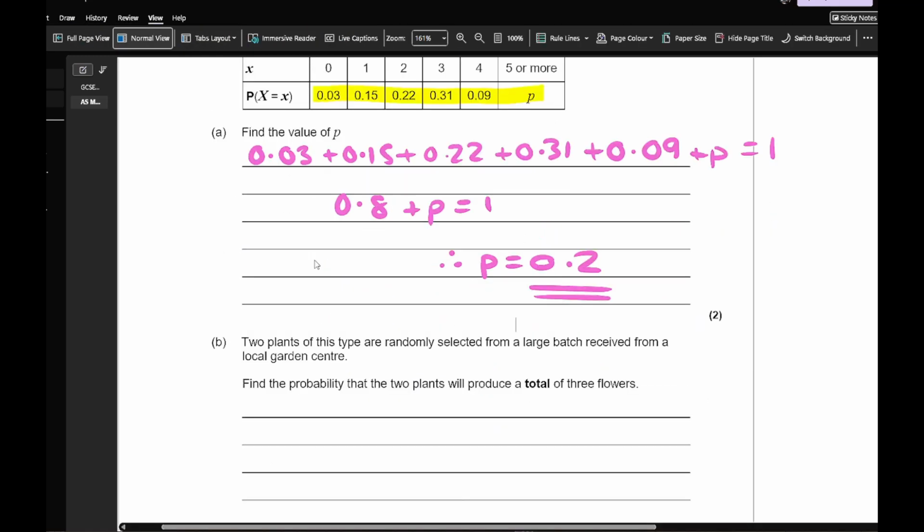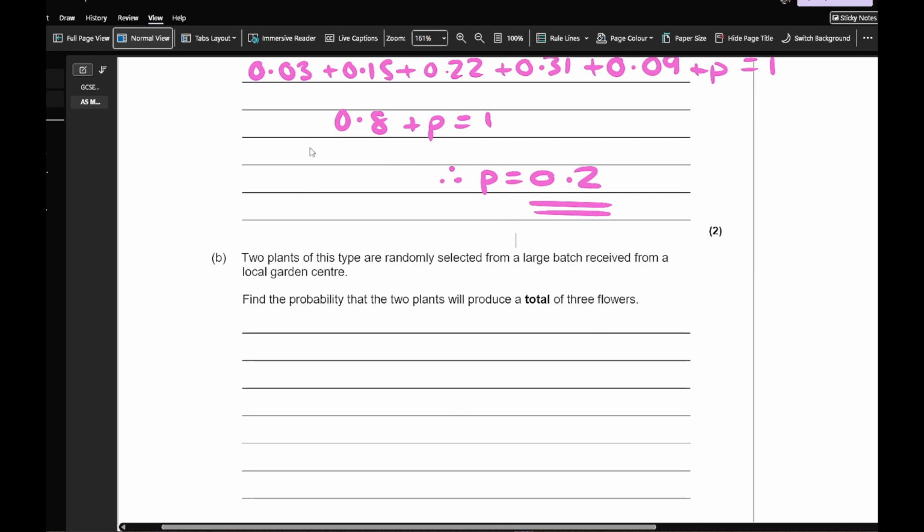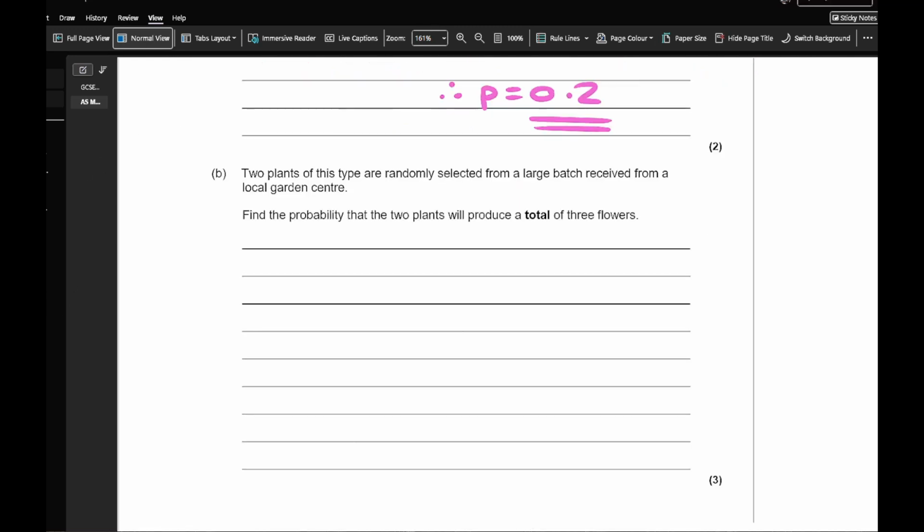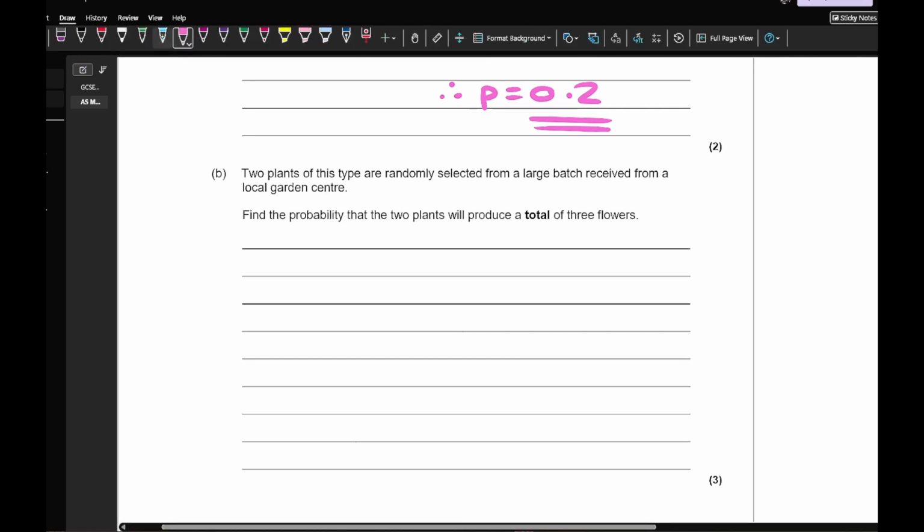Then for b, it says 2 plants of this type are randomly selected from a large batch received from a local garden centre. Find the probability that the 2 plants will produce a total of 3 flowers. Now for this, because 2 are being selected, we need to look at the possible combinations in which we can get 3. So we can get 3 by having 0 and 3. So that's one possible way.